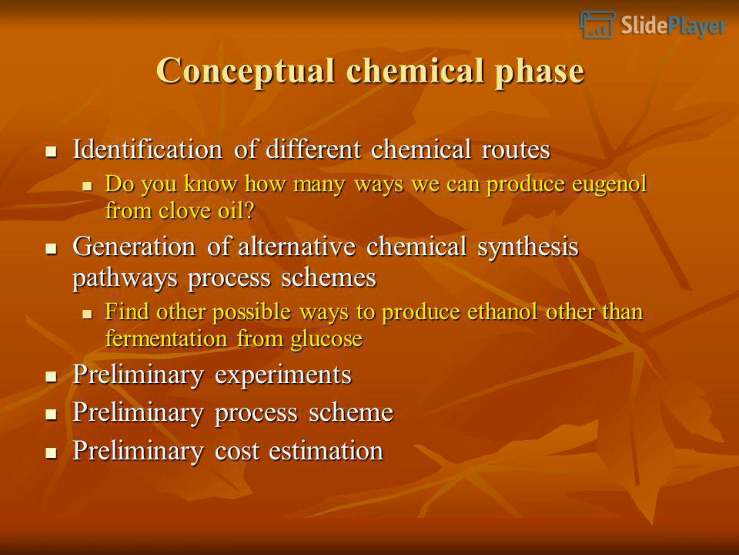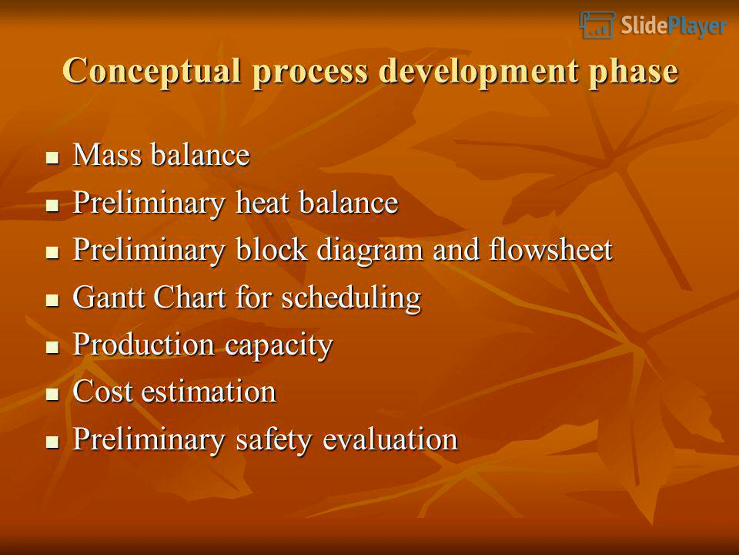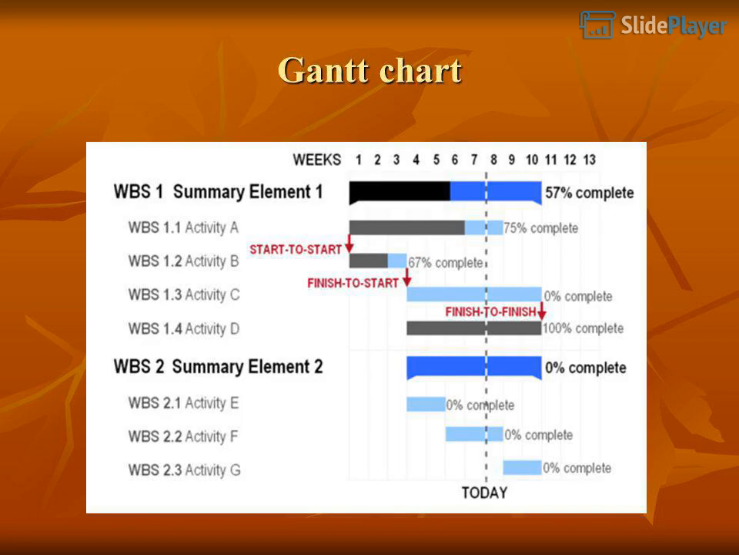Preliminary cost estimation. Conceptual process development phase. Mass balance. Preliminary heat balance. Preliminary block diagram and flowsheet. Gantt chart for scheduling. Production capacity. Cost estimation. Preliminary safety evaluation. Gantt chart.